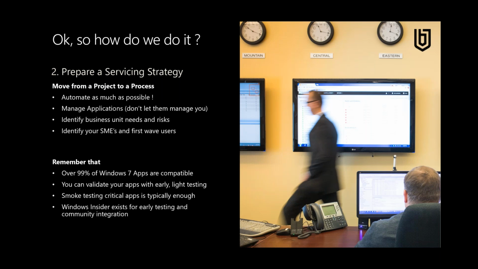Also, remember that when you do this, 99% of Windows 7 apps are compatible on Windows 10. That's telemetry proven, analytics proven, documented by Microsoft, which means you don't have to rigorously test everything that's within your organization. You can really just focus on maybe that 1%, those high risk apps that have caused you problems in the past. Usually most organizations know what those applications are, and really just do essentially smoke testing. Plan early, deploy early to those SMEs, and then you'll be able to find out where those problems are and deal with them accordingly.